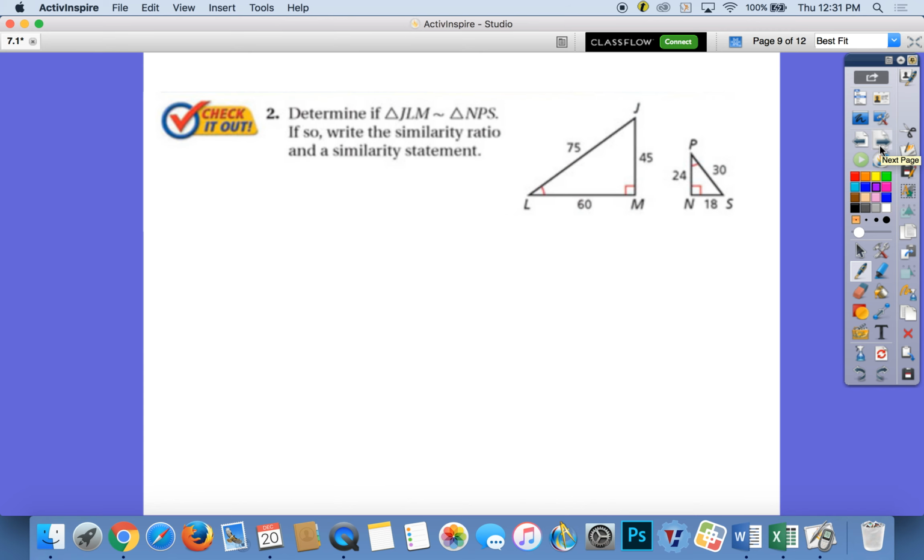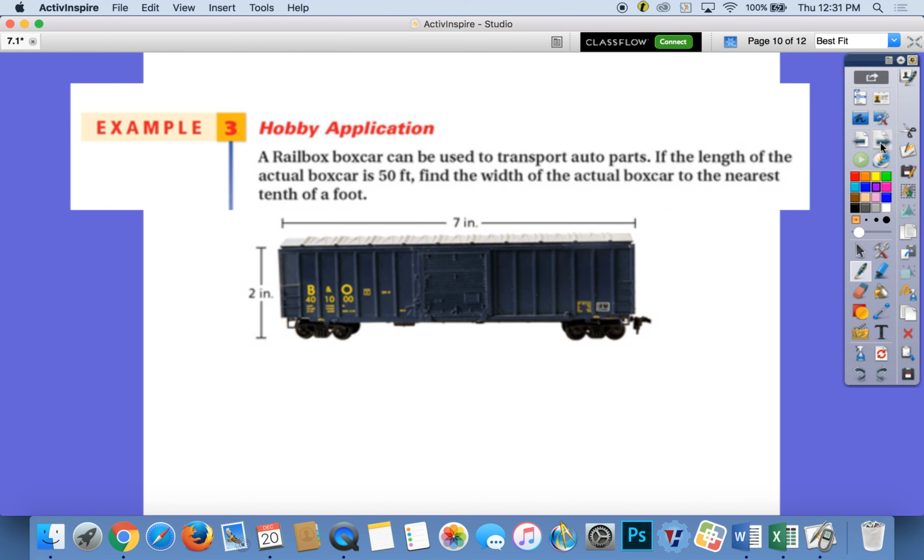All right, guys. So I want you to take a second and pause the tape. And actually, you know what? We're going to skip over this and we're going to keep moving. Okay, I want to get this last example in. So a railroad boxcar can be used to transport auto parts. If the length of the actual boxcar is 50 feet, this is a model, so your length of your actual boxcar is 50 feet, find the width of the actual boxcar.